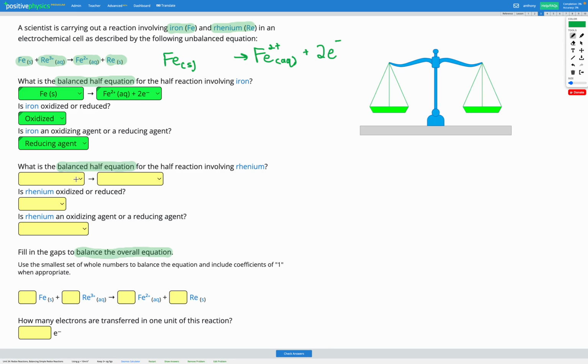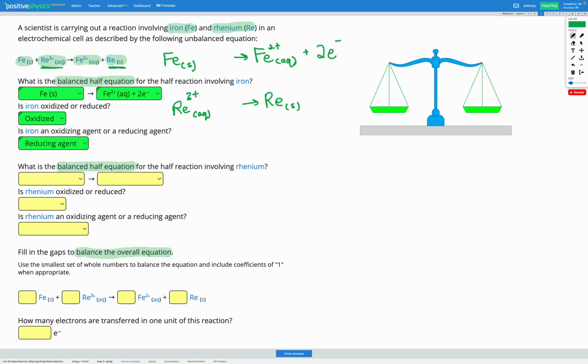Next, let's write a balanced half reaction for the half reaction involving rhenium. So we've got rhenium 3+ aqueous in the reactants, and we've got rhenium solid in the products.